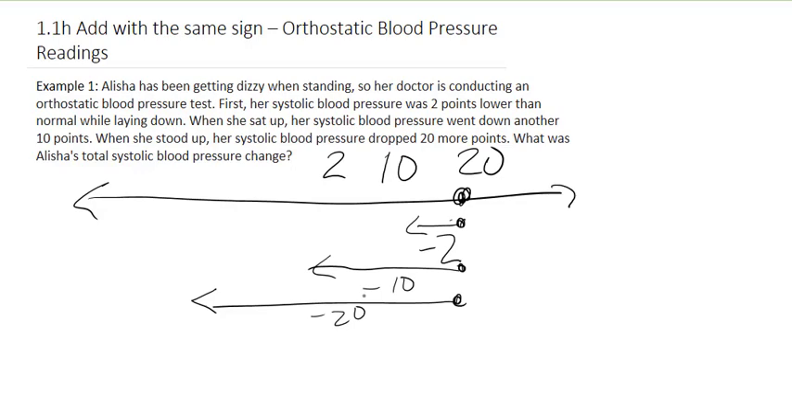Now, let's think about it if we added them together. One way to think about adding these numbers is to think about placing all these arrows in one long line using their distances or their absolute values. So let's do that on a giant number line. First, we have 2. Then we have 10. And then we have 20.